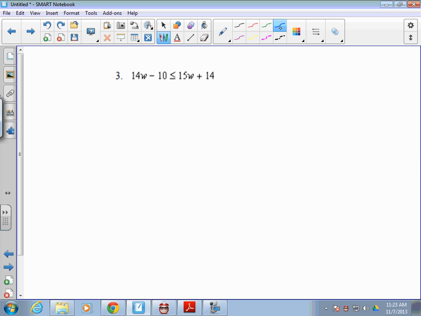You don't have to distribute this time. Just move your w as your smaller one over to the larger one side. Subtract 14w on the left and subtract it on the right hand side. That leaves you with 1w plus 14. So negative 10 is less than or equal to that.